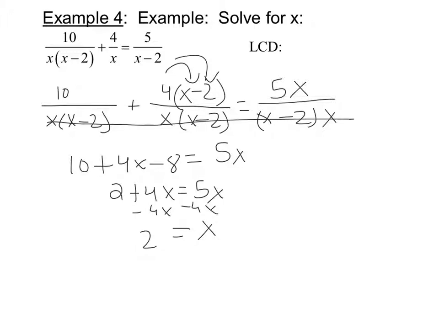Check to see if it can equal 2. It can't, because it will make both this denominator and this denominator 0. So this is extraneous, and there is no solution. Okay? Let's take a look at another.